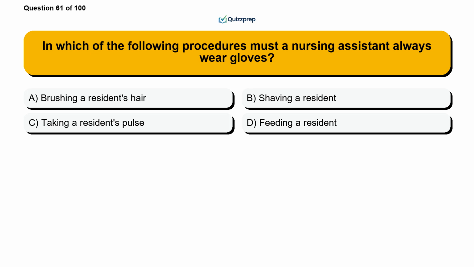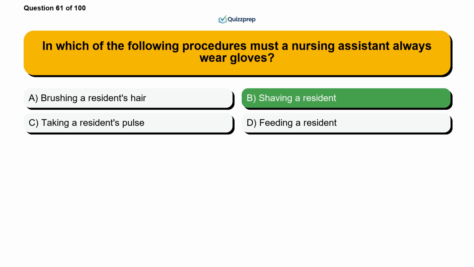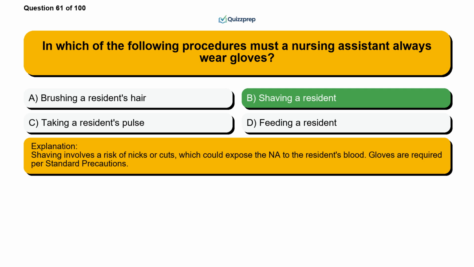Question 61. In which of the following procedures must a nursing assistant always wear gloves? Option A, brushing a resident's hair. Option B, shaving a resident. Option C, taking a resident's pulse. Option D, feeding a resident. The correct answer is option B, shaving a resident. Shaving involves a risk of nicks or cuts, which could expose the NA to the resident's blood. Gloves are required per standard precautions.